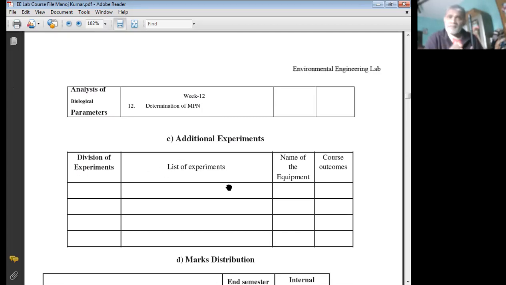Additional experiments: in case anything out of syllabus is to be covered, this is to be mentioned here. What additional experiments have been done in the laboratory? This is necessary and this is to be maintained. To maintain the world level standard, additional experiments must be done.